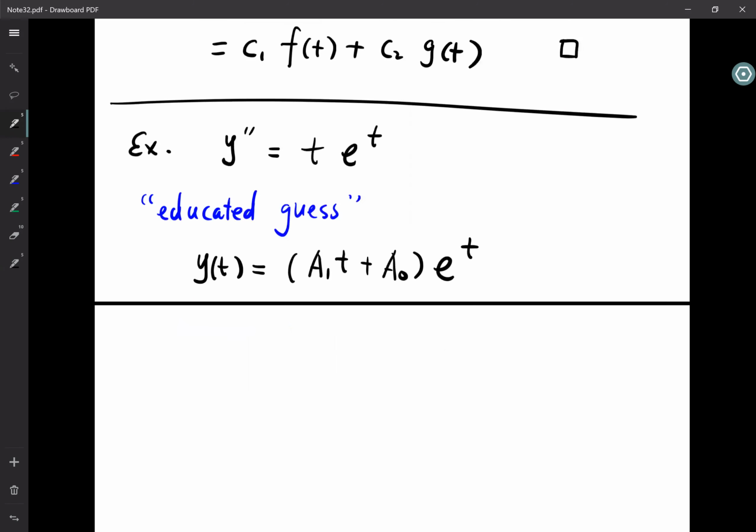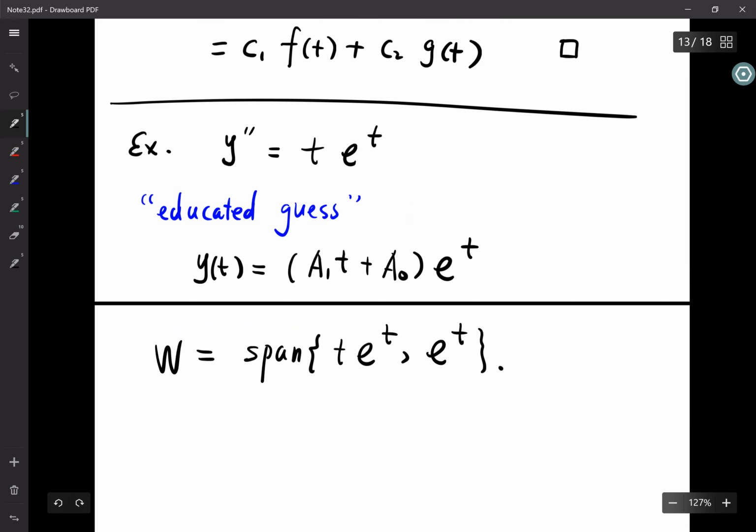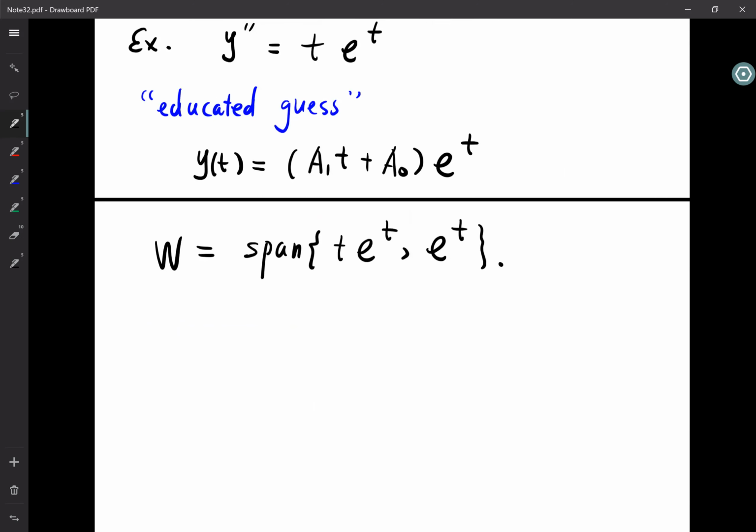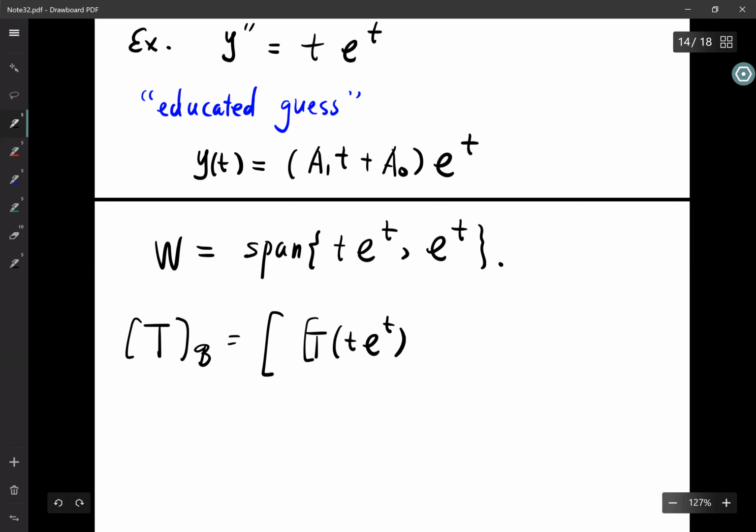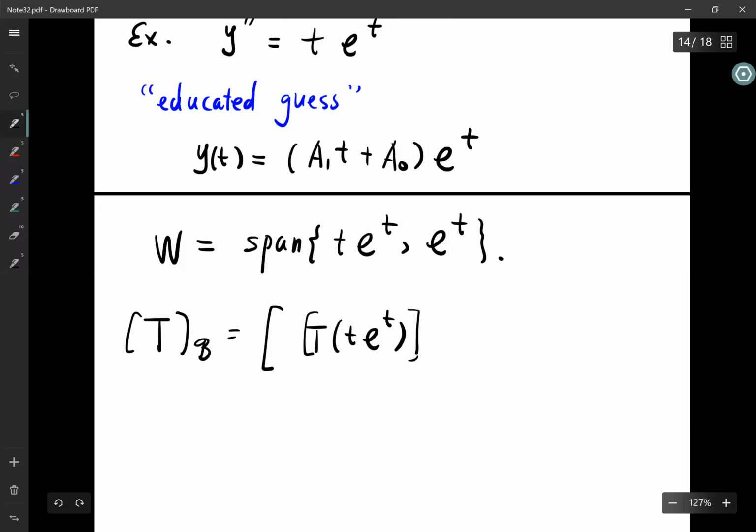So in the language we talked about earlier, we think the finite dimensional space is t exponential t and exponential t, right? And now we restrict the operator to W. So this is our basis B. So this is t exponential t with respect to the B basis, and then this is exponential t with respect to the B basis.